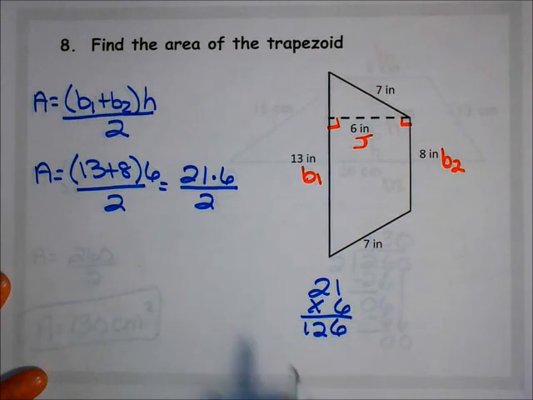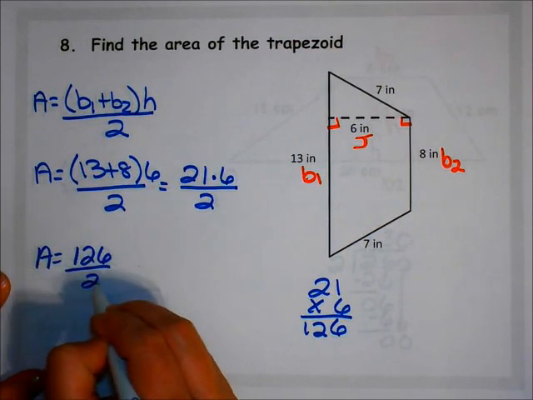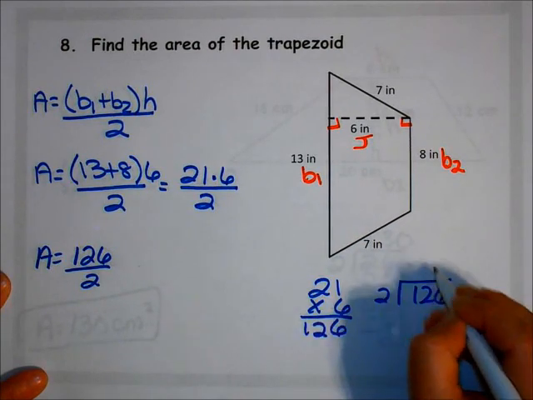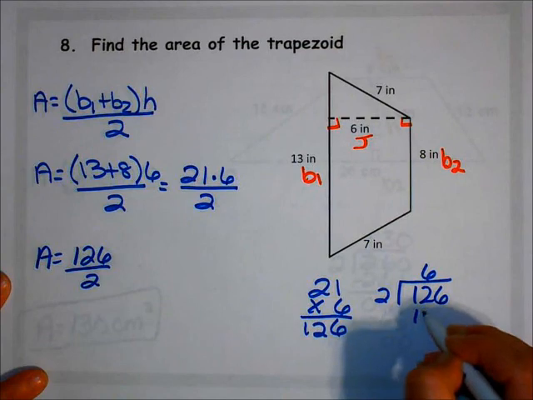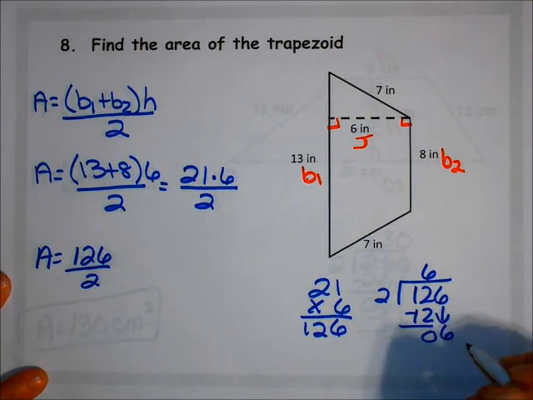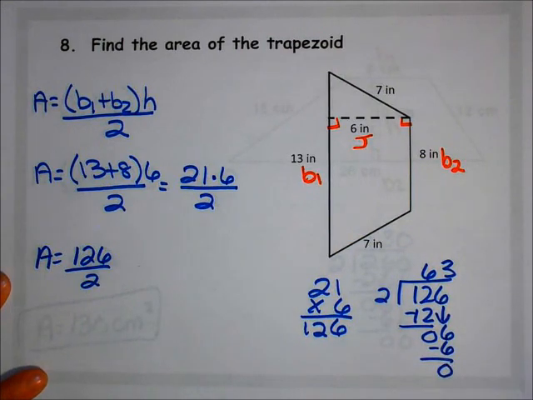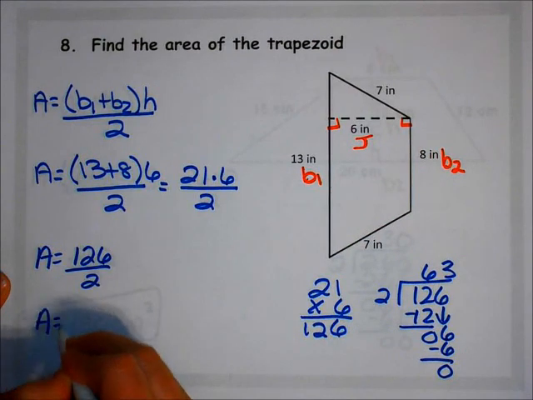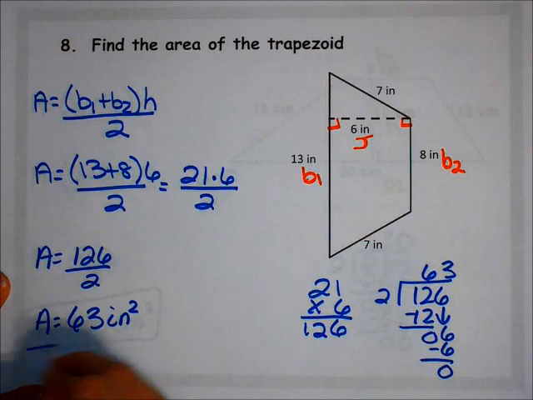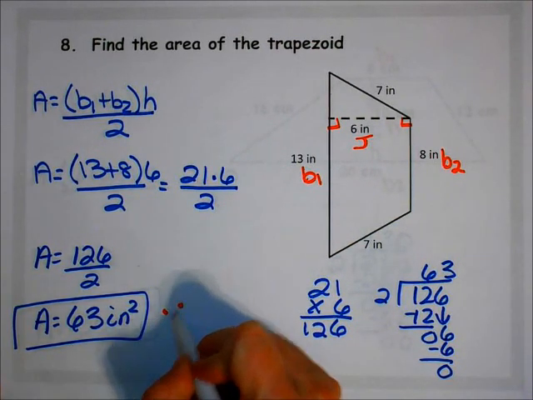That's 126. So 126. Don't forget to divide by 2. 2 goes into 12 6 times, with none left over. Bring down the 6. 2 goes into 6 3 times, with none left over. So you should have found the area of the trapezoid to be 63 inches squared. If you got it right, give yourself a smiley face.